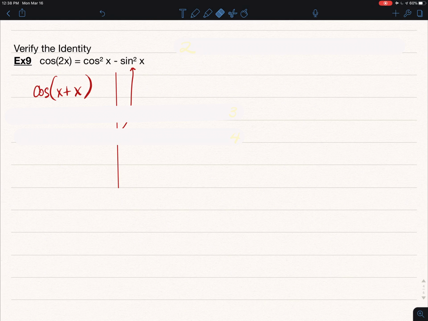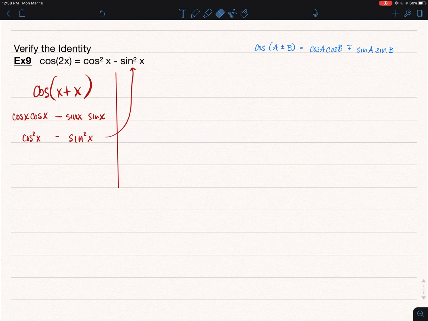So now all I need is my cosine sum identity. So this is going to be cos cos minus sine sine. So let's go ahead and plug into our identity. So it'll be the cosine of x times the cosine of x minus the sine of x times the sine of x. Cleaning that up, that'll give you the cosine squared of x minus the sine squared of x, and that automatically is like the right-hand side.